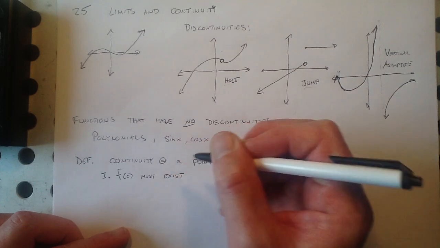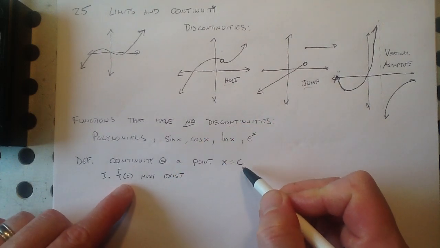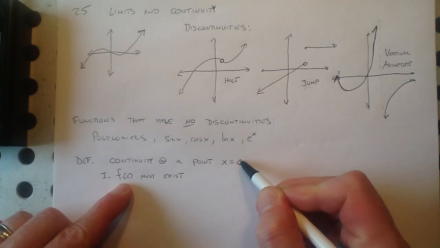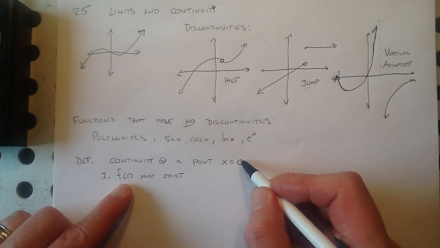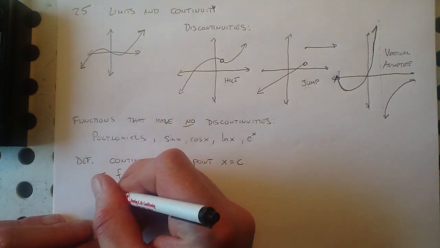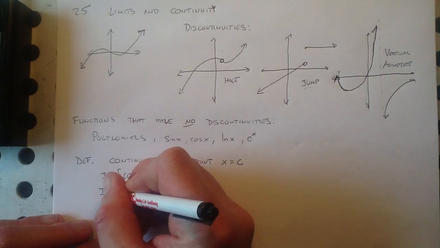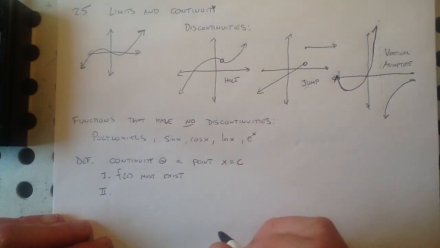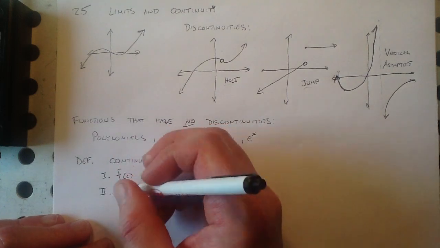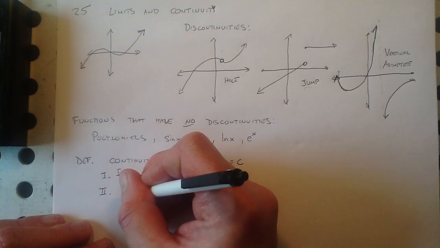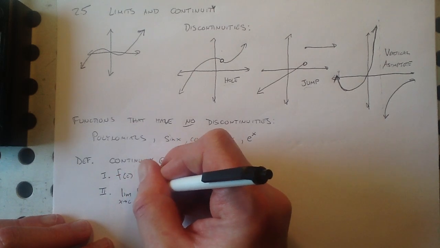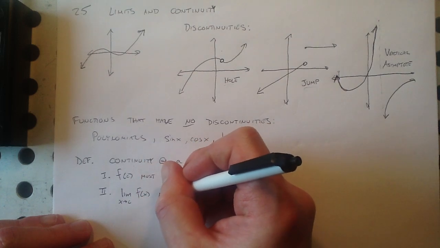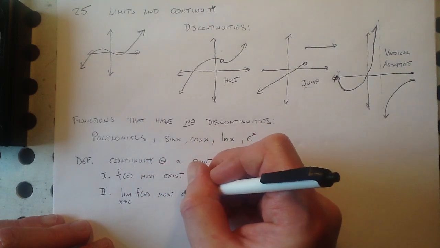In other words, if there isn't even a point in the domain of the function that goes with the value you're talking about, you don't have a chance of being continuous there, right? You have to have a point there. The second criteria is if you want to be continuous, then the limit as x approaches c of your function must also exist.